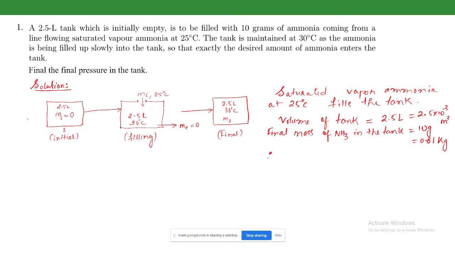So what is the final specific volume of ammonia? This is equal to the volume by mass, that is 2.5 into 10 to the power minus 3 divided by 10 into 10 to the power minus 3. So this comes out to be equal to 0.25 meter cube per kg.